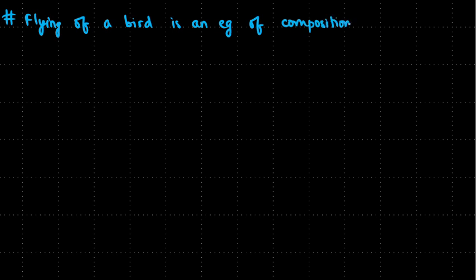We are going to do a question which is: flying of a bird is an example of composition of vectors.